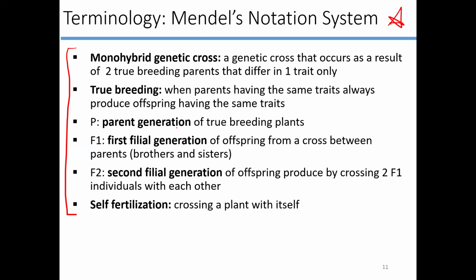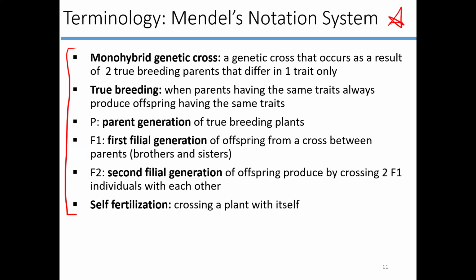True breeding means that we have parents that have the same trait. So again, if we go back to that purple flower, the first time Mendel crossed everything, that was a true purebred, meaning that the only gene that that plant carries was the gene for that purple color.